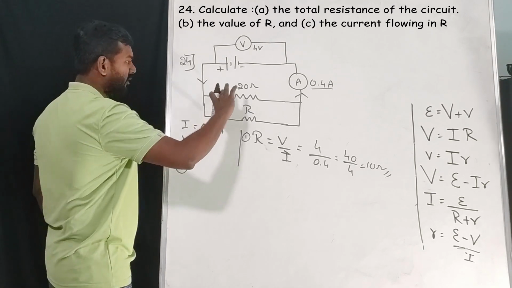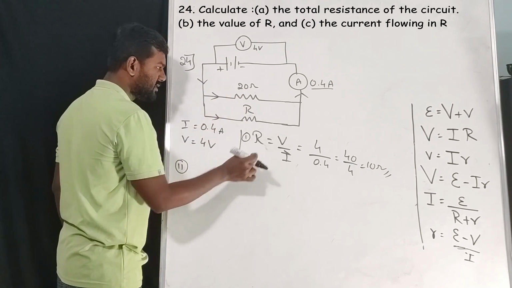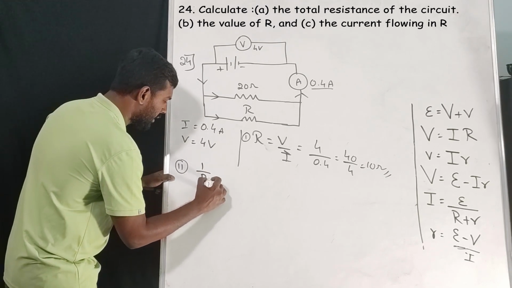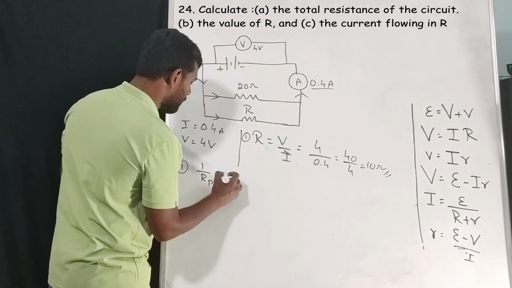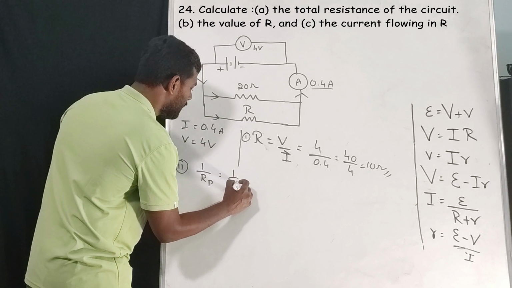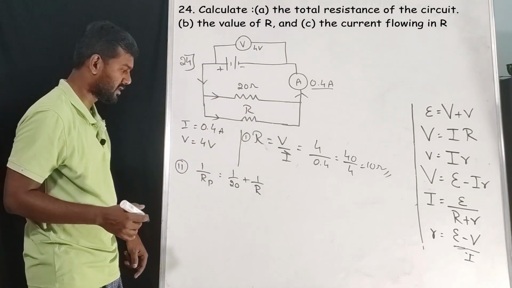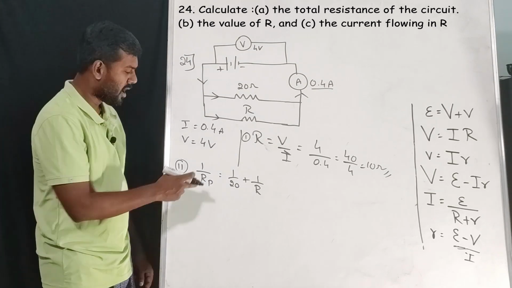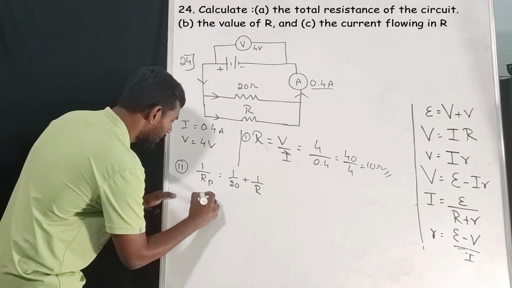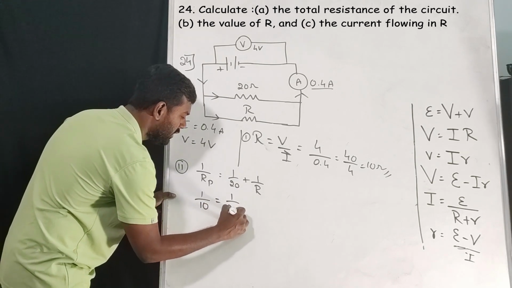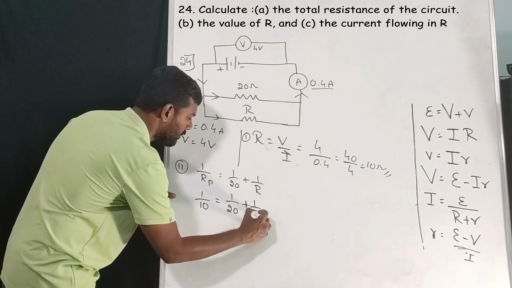Second sub question: we found the equivalent total resistance of these two and we have to find the value of R. See, 1 by Rp is equal to 1 by 20 plus 1 by R, the value of this resistance. We don't know that, that is what we have to find. Rp value we have. 1 by Rp is nothing but 1 by 10, equal to 1 by 20 plus 1 by R.